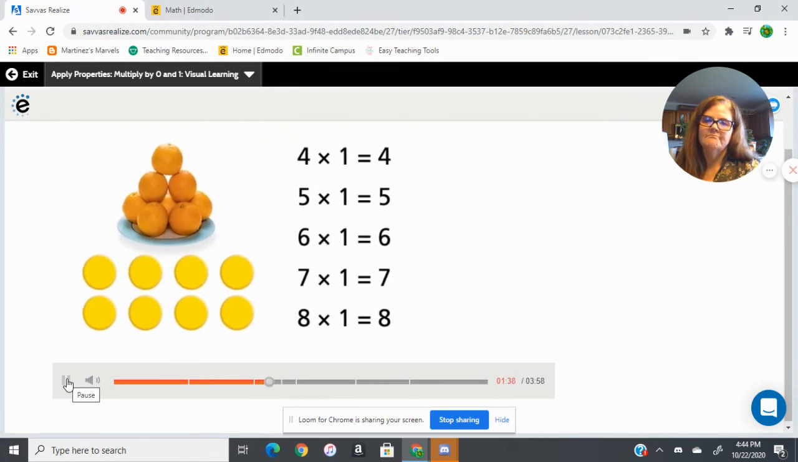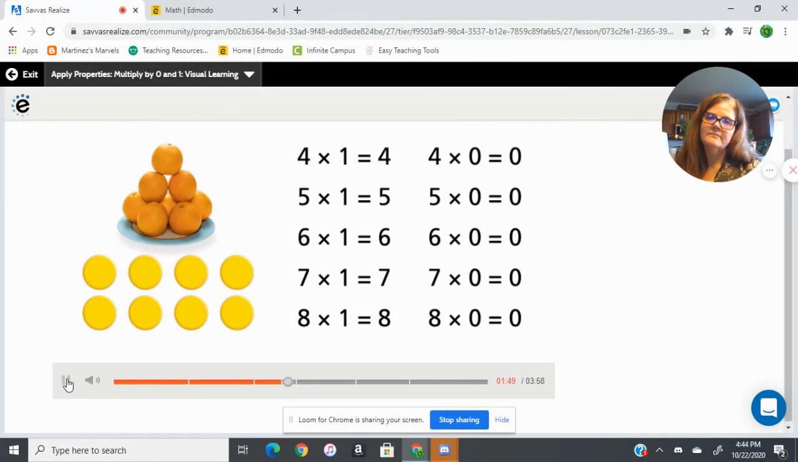The identity, 1, property of multiplication. When you multiply a number and 1, the product is that number. Okay. The zero property of multiplication. When you multiply a number and 0, the product is 0.